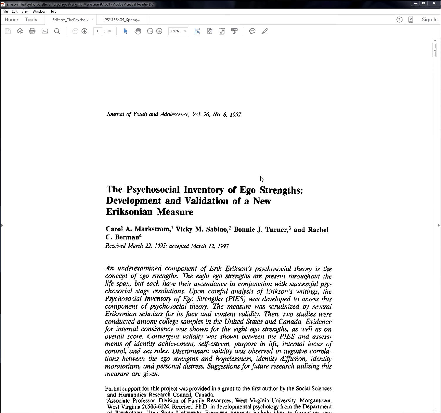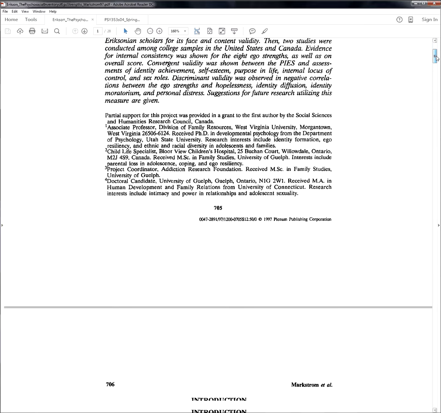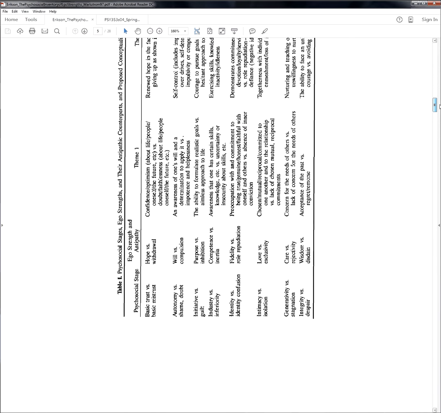As I said, the paper describes an inventory for ego strength, which is a superior way of looking at Eriksonian theory, because even if the theory is wrong, still those ego strengths may be something worthwhile to assess regarding somebody's personality. The most important aspects of the article are first and foremost the general concept, and you will find it in Table 1.